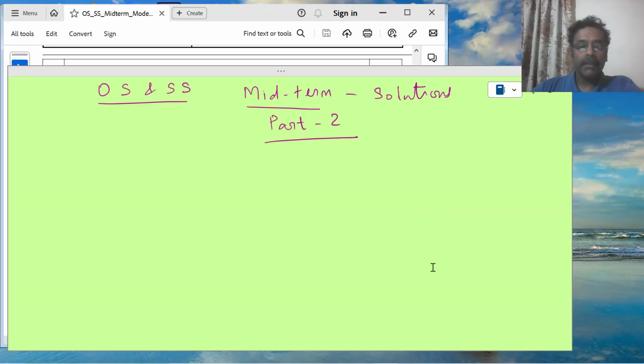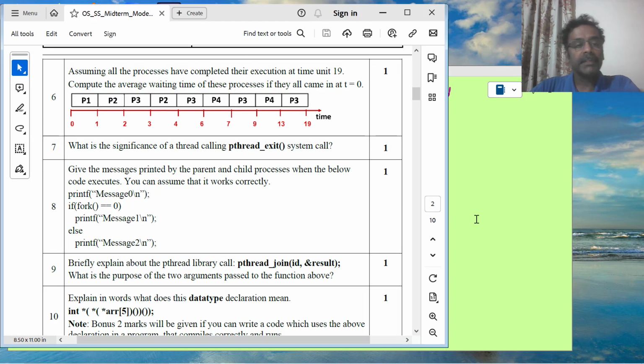Hello, welcome to the second part of the solutions. We were discussing the midterm solutions of the operating systems and system software course. Now let us try to understand question 6.